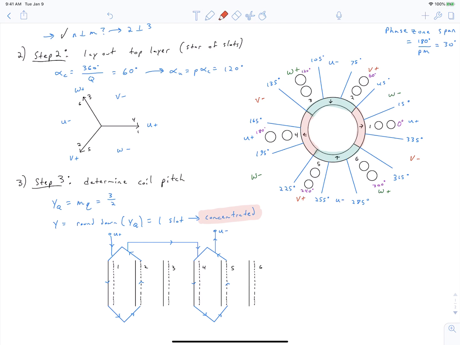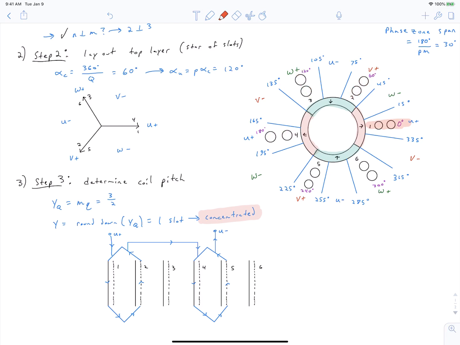And so the first thing to notice is that we've drawn our slots where they appear on the stator. We had said there's going to be a 60-degree spacing between slots. So indeed, starting from 0 degrees with slot 1, moving 60 degrees counterclockwise, we have slot 2, slot 3 is another 60 degrees, slot 4 is another 60 degrees, and so on and so forth.